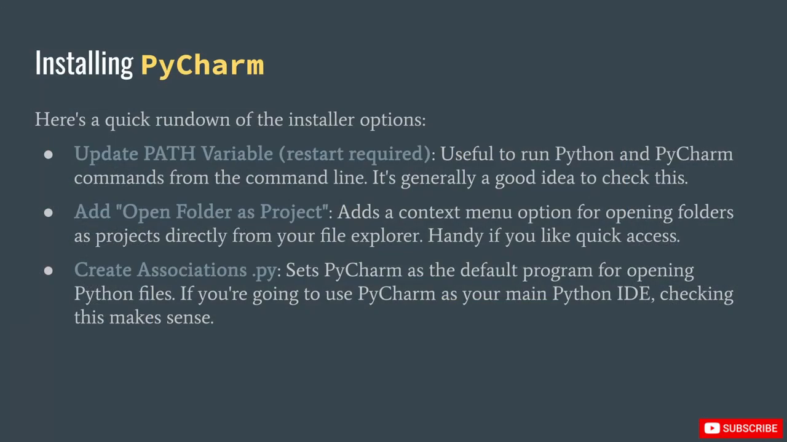On the Windows operating system, you'll see a few optional settings during installation. First, there's the option to update the PATH variable. This allows you to run Python and PyCharm commands directly from the command line, recommended if you want easy access. Next, there's Open Folder as Project, which adds a right-click option to open folders in PyCharm straight from your File Explorer, which is a useful shortcut for quick access. And finally, there's the option to create associations for .py files, making PyCharm the default program for opening Python files.